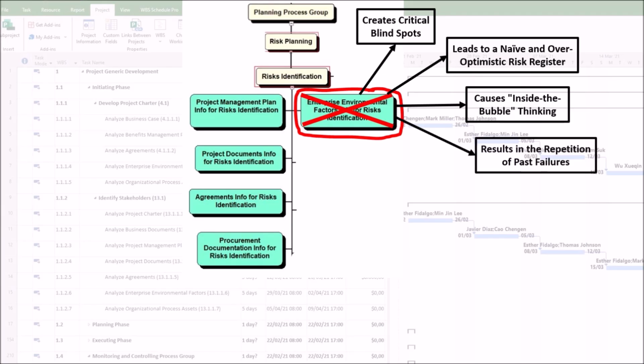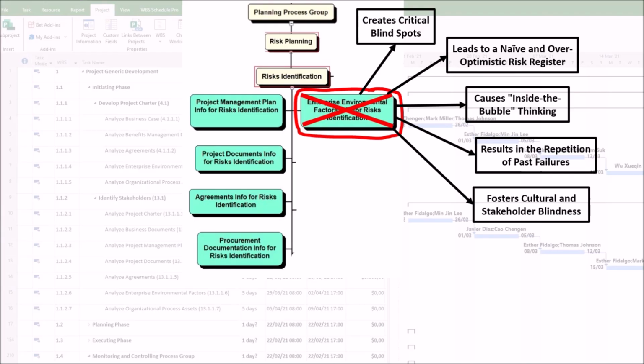4. It results in the repetition of past failures. One of the most valuable enterprise environmental factors is historical information and lessons learned. A poor analysis here means the organization is doomed to repeat its mistakes. For example, a previous project failed because a key vendor went bankrupt. This lesson was documented but not consulted during the identify risks process for a new project. The new project uses the same type of single-source vendor, and the risk of supply chain disruption is never identified, leading to the same negative outcome.